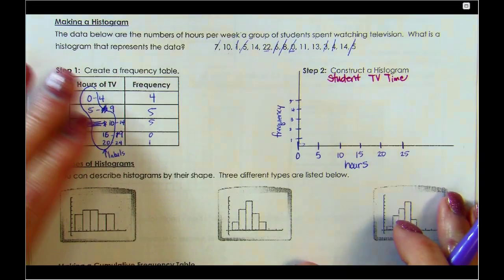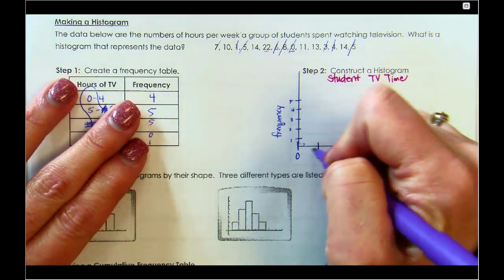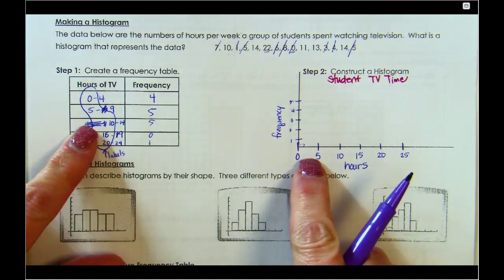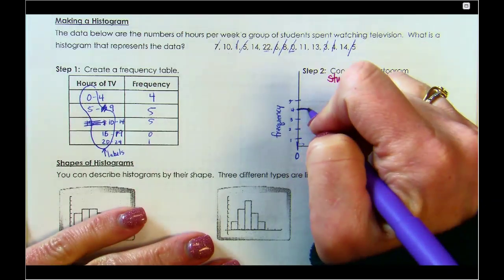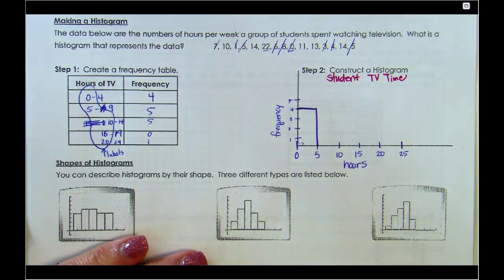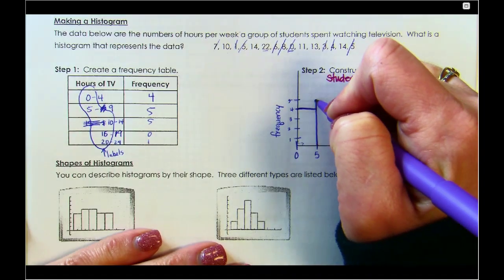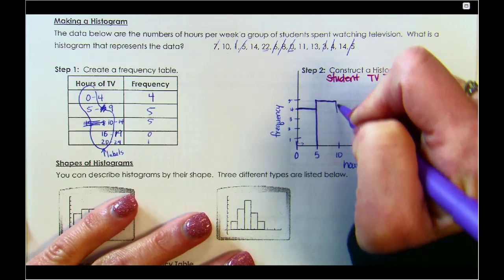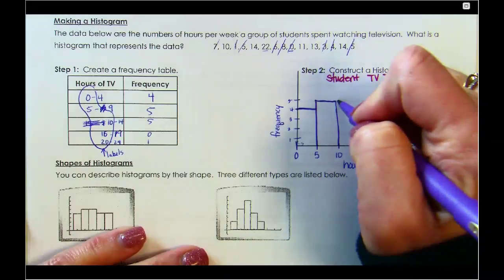Okay, so now we're light work, right? Because if this has a frequency of 4, from 0 up to 5, but not including 5, 0, 1, 2, 3, 4, there were 4 kids who are watching that much TV. So I make my bar at 4. From 5 to 9, the next bar, there were 5 of them. So there's your next bin. Okay, also 5 in the next one.